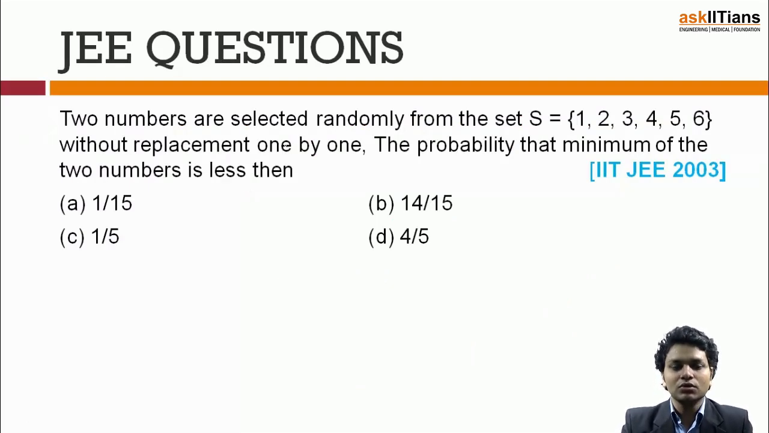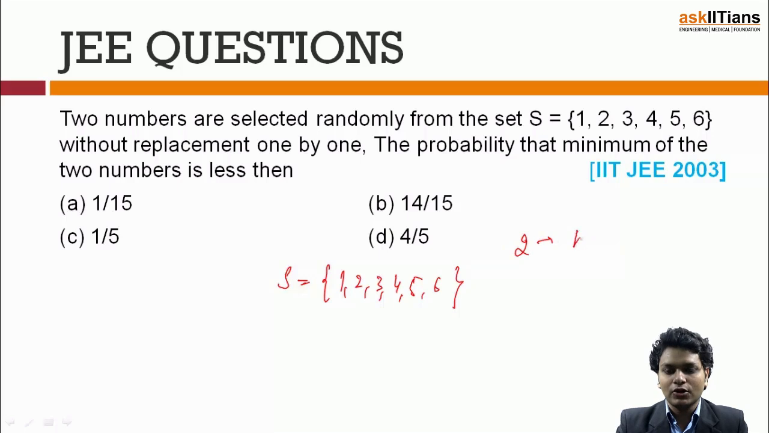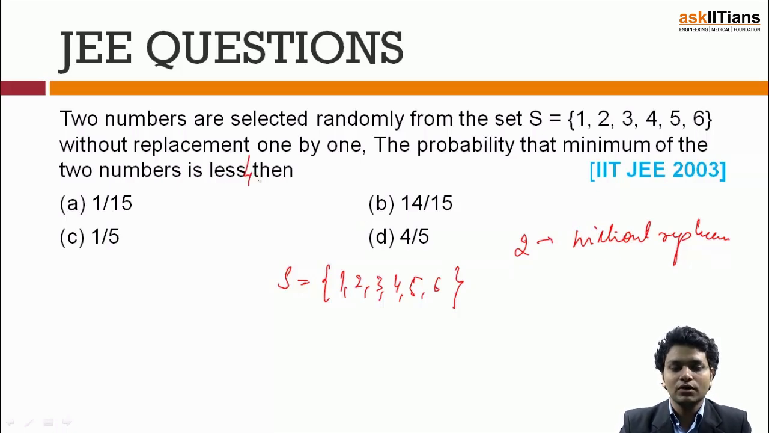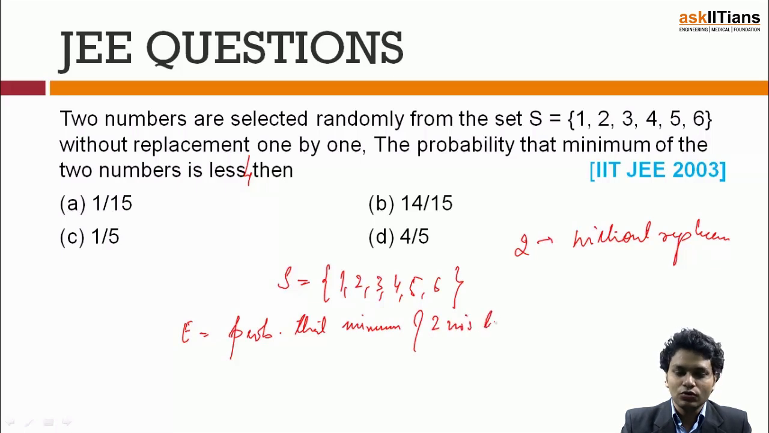The next question is, two numbers are selected randomly from the set S. S is what? It is the collection of 1, 2, 3, 4, 5 and 6, selected without replacement, one by one. So 2 numbers have been taken up, and that too without replacement. This is very important. The probability that the minimum of the 2 numbers is less than 4, right? We need to find out the probability of the event, that is, the probability that the minimum of the 2 numbers is less than 4.